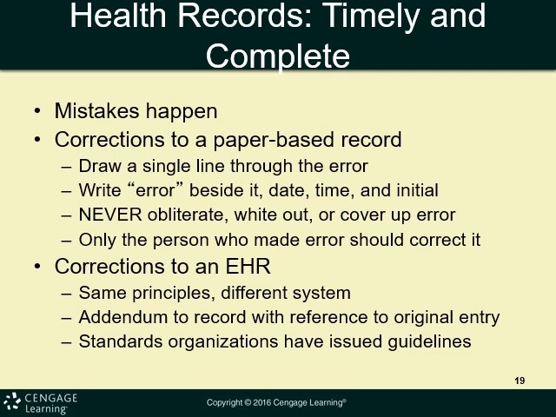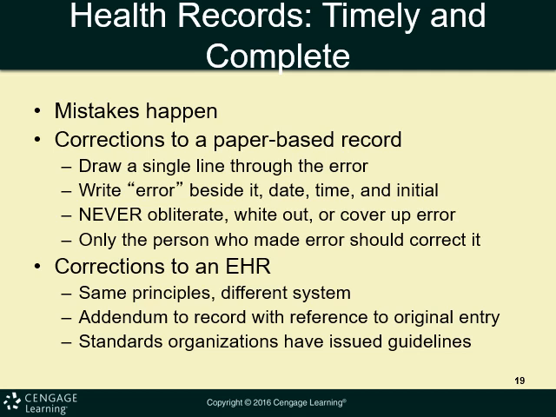When these mistakes do occur, it is appropriate for the person who made the original entry to make corrections to the record. In the paper world, corrections are made by drawing a single line through the error, writing error beside it, as well as the date, time, and initials. And what you want to be sure to do is to never fully cross out and obliterate the error.